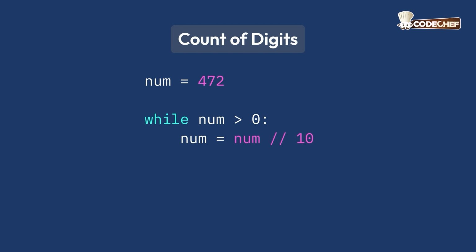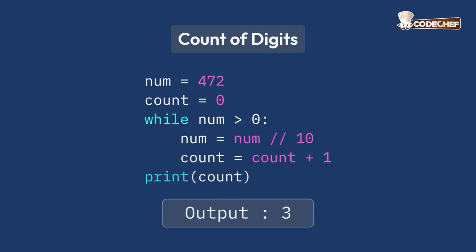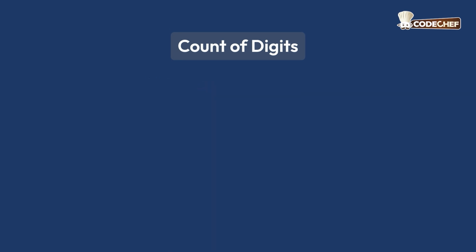Second, we need to keep track of the number of times we do this. So let's use a variable count that starts from 0. And inside the loop, every time we divide, we increment this counter by 1. Finally, we come out of the loop and print the count, which is nothing but the count of digits in the number.